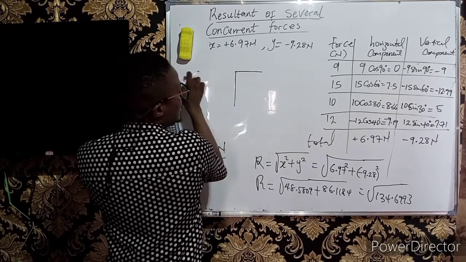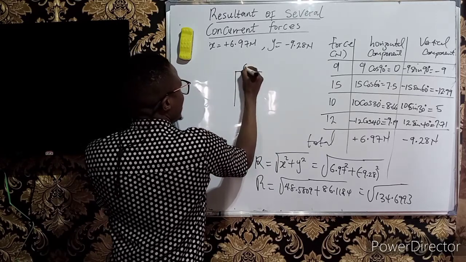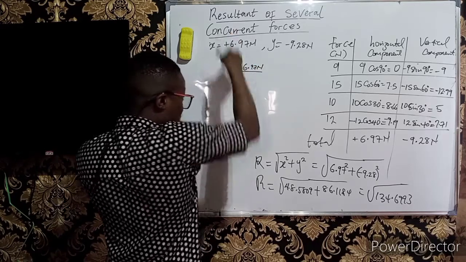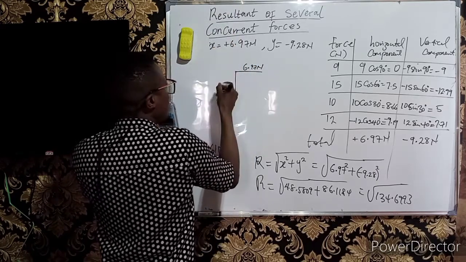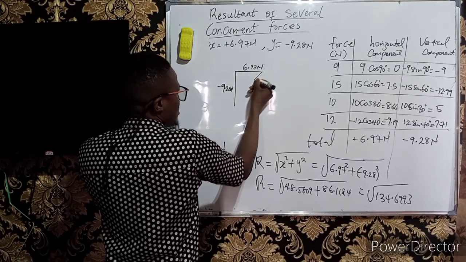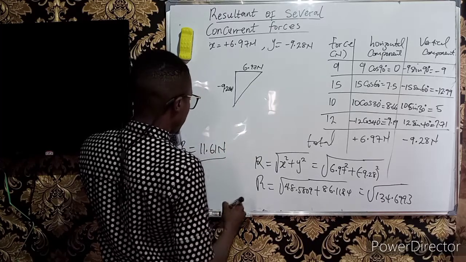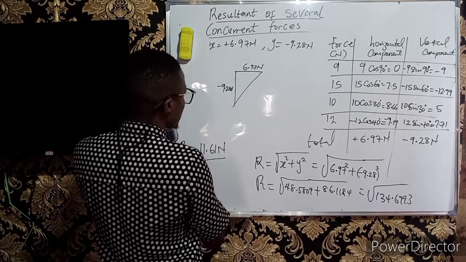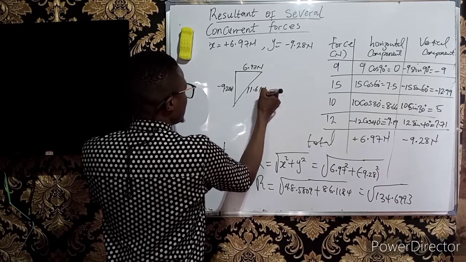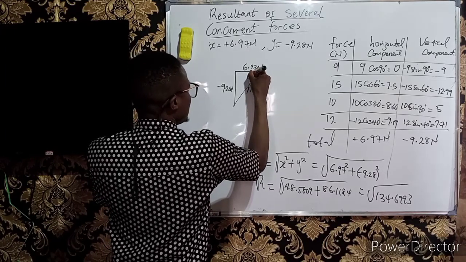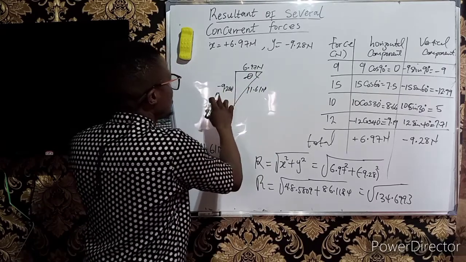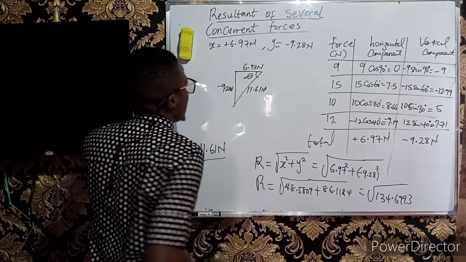Assuming x is negative, I will make x to appear here. So this is where I'll have 6.97 Newton. While my y negative is down. If it is positive, I will make it up. Minus 9.28 Newton. So their resultant is this, which I have got as 11.61 Newton. So this is the angle of inclination theta, for instance, which is opposite over adjacent, tan.